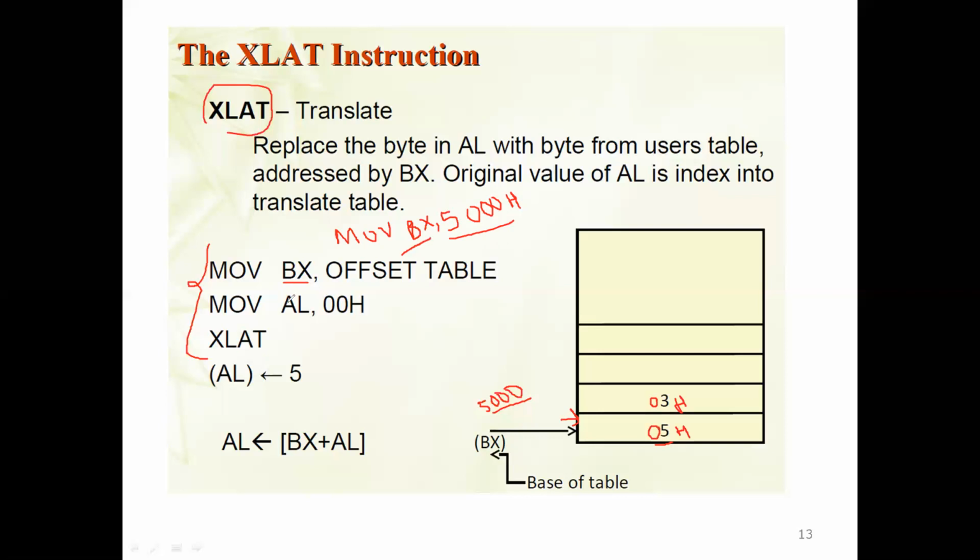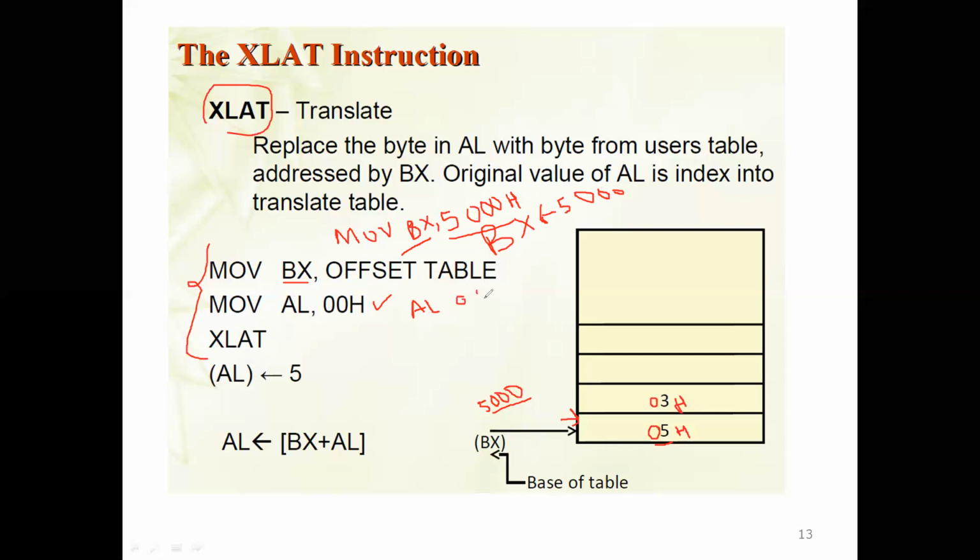The next step is MOV AL, 00h. After the execution of the first instruction, what will be the value of BX? BX will store the 5000 number. After the execution of the next instruction, what will be the status of AL? AL will store 00H.